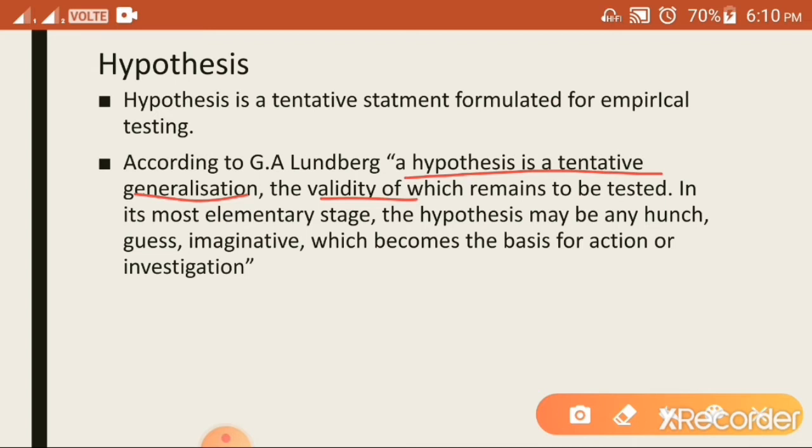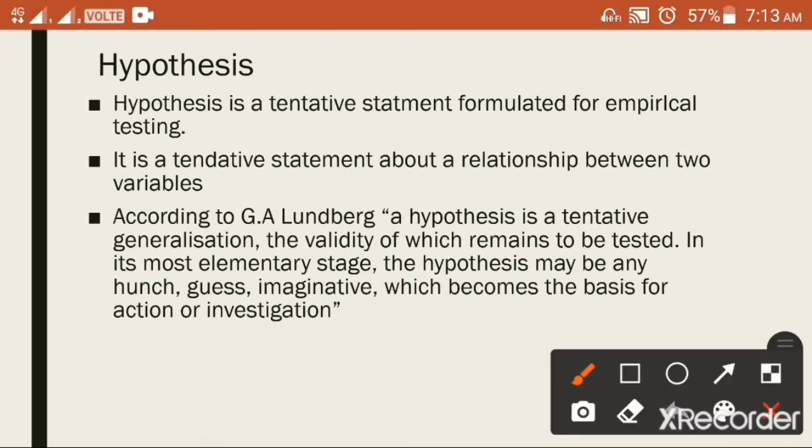In its most elementary or basic stage, a hypothesis may be any hunch, guess, or imagination. In the first step or starting stage, while we are preparing a hypothesis, it may be just an imagination or our guess, which becomes a basis for action or investigation. A clear or perfect hypothesis should state what areas should be covered, what areas should be focused on, and what areas should be avoided in our research work.